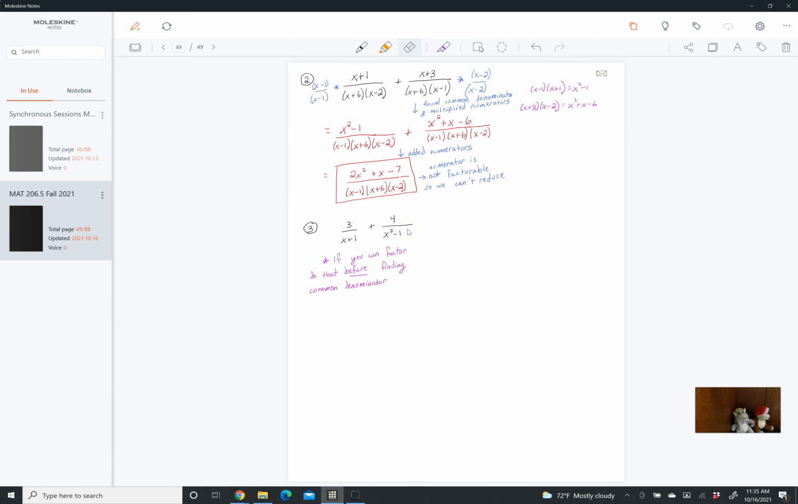x squared minus 1 is a difference of squares. So what this is equal to is actually 3 over x plus 1 plus 4 over x plus 1 times x minus 1.